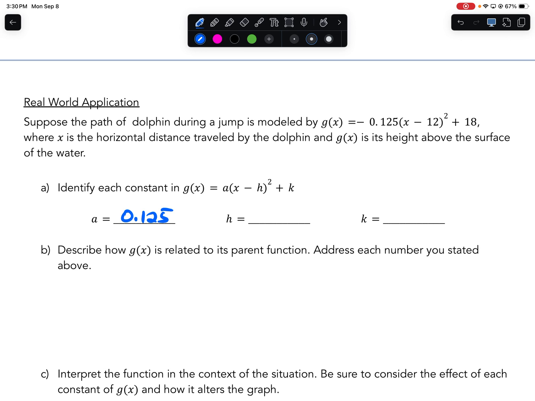Super cool. So if you have your graphing calculator, get it out. I want to show you one thing, which I've shown you before. So put in 0.125, math, enter, enter.